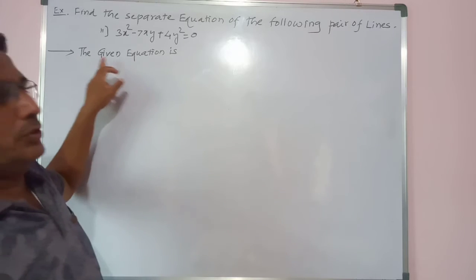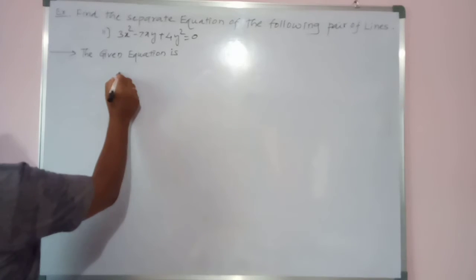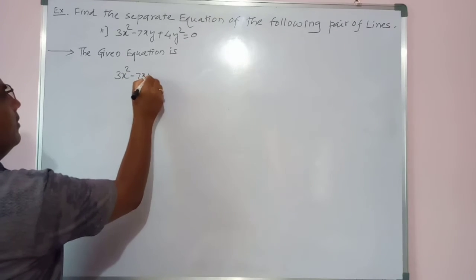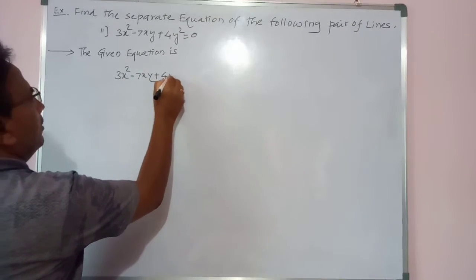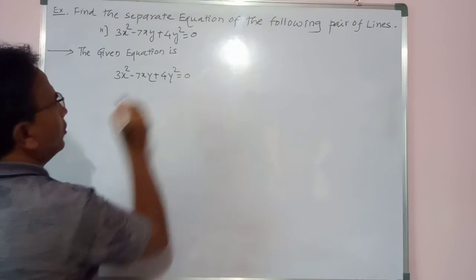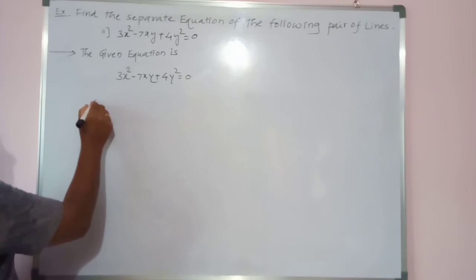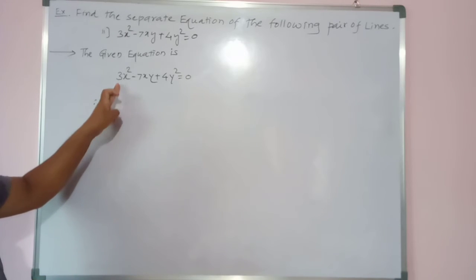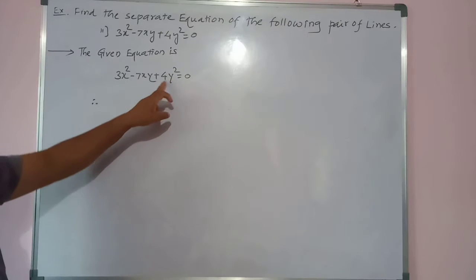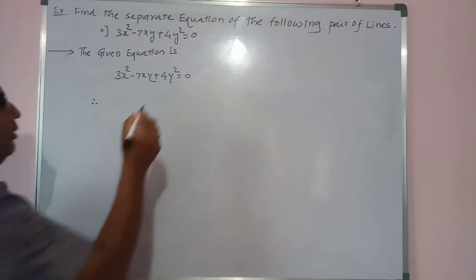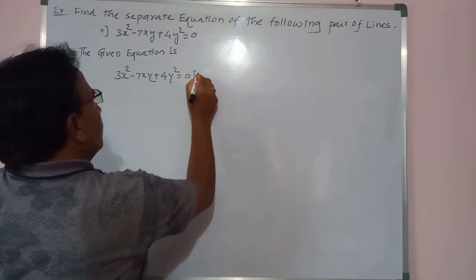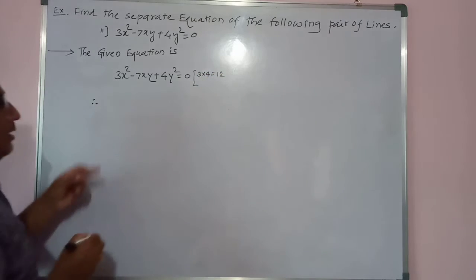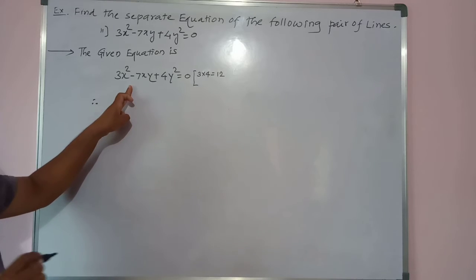The given equation is 3x² − 7xy + 4y² = 0. The coefficient of x² is 3 and the coefficient of y² is 4. The multiplication of the first and third terms is 3 into 4, which is 12. Now we adjust the middle term, which is −7xy.